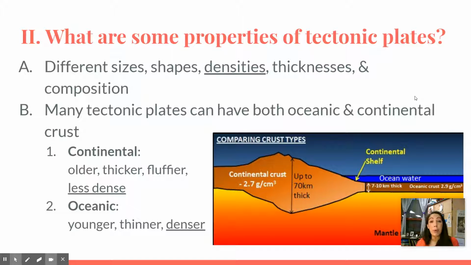Sometimes plates have both types of crust on them. Like you'll see oceanic crust on one side and continental crust on the other. So sometimes you'll see both types of crust, but where we see that oceanic crust, we're going to see it being a lot thinner, a lot denser. Continental crust is going to be a lot thicker. Continental crust in general is a lot older. And oceanic crust is a lot younger because we see new crust getting created most often in the oceans.